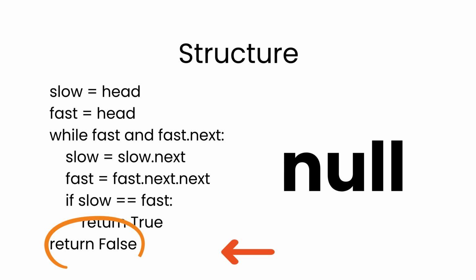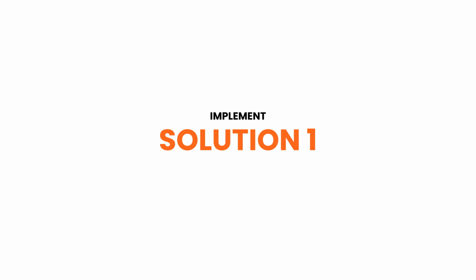Now let's solve solution 1, detecting a cycle in a linked list using a hash set. We'll go line by line, see how we track visited nodes, and understand how to detect a cycle efficiently. Time complexity is O(n), where n is the number of nodes in the linked list. Each node is visited at most once.